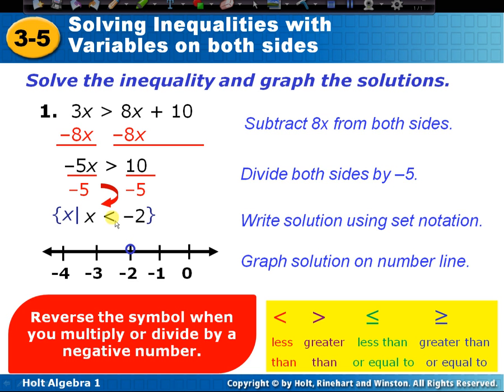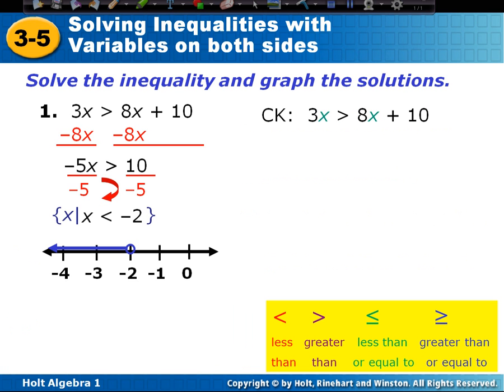And then if I look, this arrow right here is pointing to the left. So I'm going to shade to the left because all of my answers are numbers that are less than negative 2. So negative 3 could be a solution, negative 4 could be a solution, and so on out that way on the number line. So I've solved it, set it, graphed it. Now I'm finally going to check it.